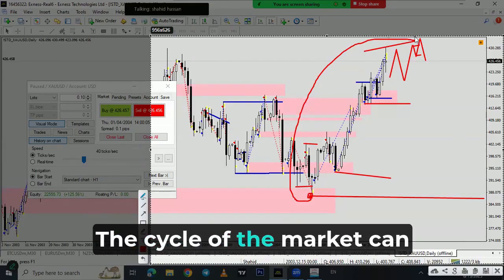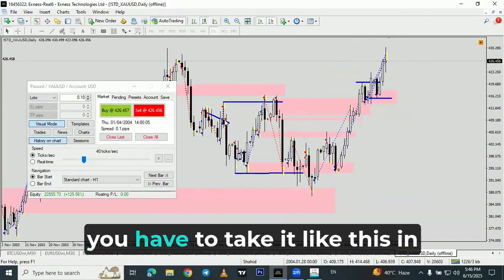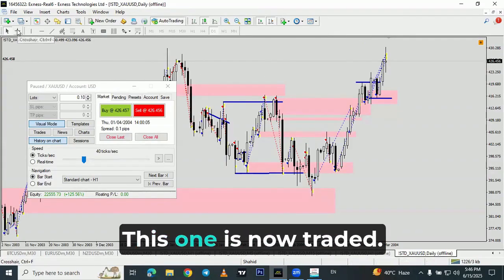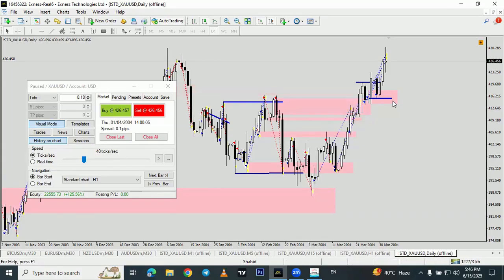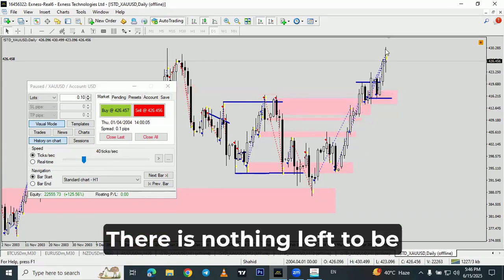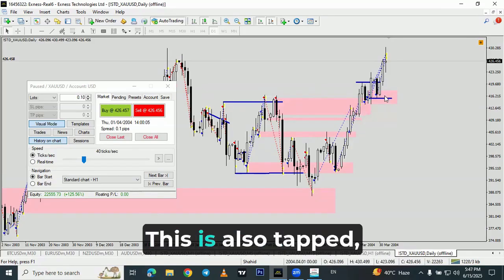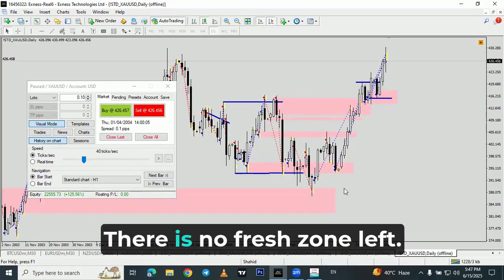the cycle of the market can run from here to here. So this entry, as I told you people, you have to take it like this in the market, and after that we use this one too. This one is now traded. Now this is also tapped in it. There is nothing left to be tapped in it that can make the market bullish. This is also tapped, this is also tapped, this is also tapped, and this is coming in the RC fires. There is no fresh zone left.